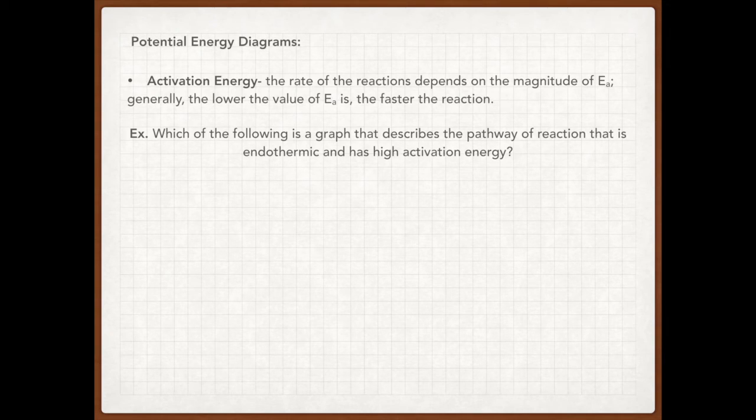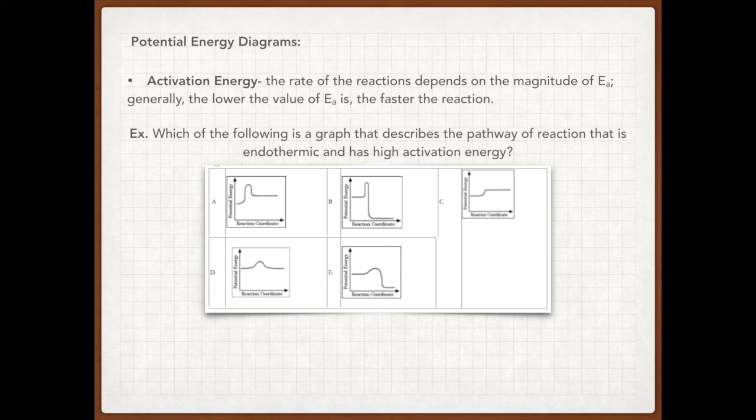And so if you look here, it's giving you 5 different graphs, and it asks which describes the pathway of a reaction that is endothermic, meaning it's absorbing energy, and has high activation energy. And so if you look here, B is exothermic, E is exothermic, C, we've never seen something that looks like that before, so A and D are really your only options. Now, it's hard to tell if D is actually endothermic, meaning that the product's energy is higher than the reactant's energy, but let's say it is. The next part is it says that it has a high activation energy. Well, the only one there that shows a high activation energy and is endothermic would be A.